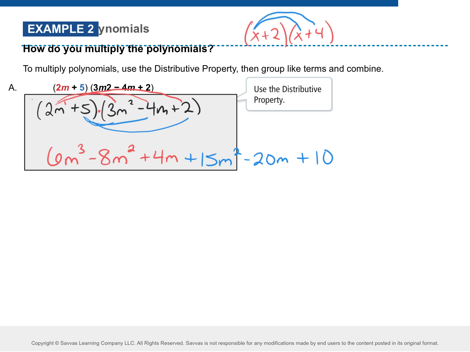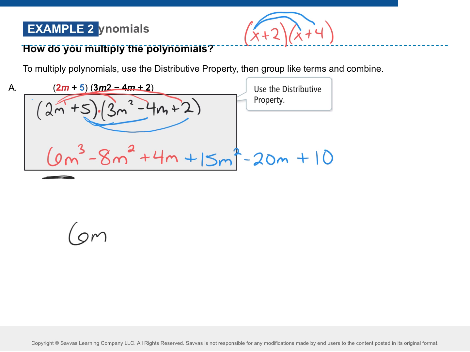What do I do from here? Combine like terms. How should my final answer be written? In standard form. What does that mean? The largest exponent to the left. What's that largest exponent called? It starts with a D. Degree. What is my degree? 3, right? Does it have a like term? Nope.